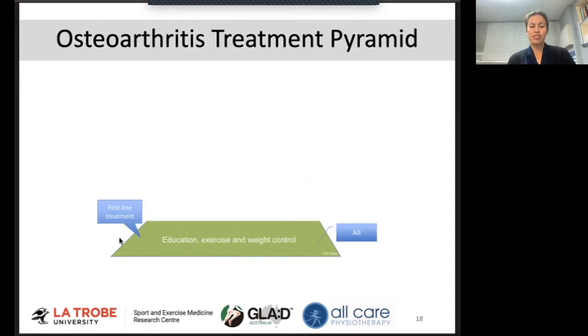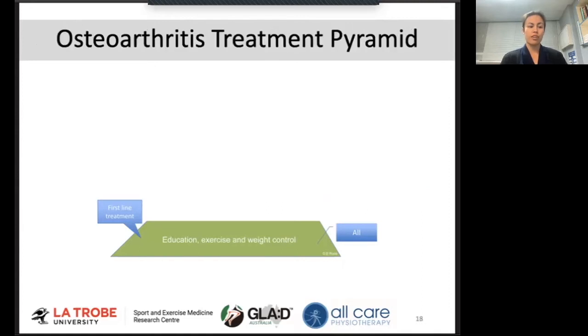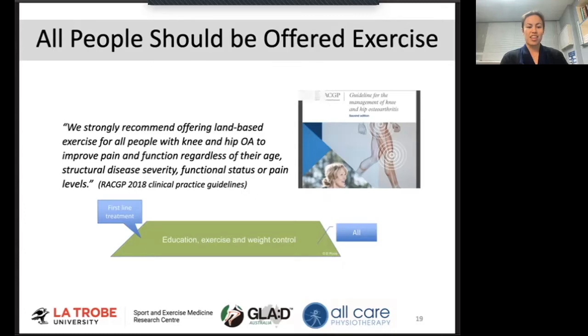So let's look at the first tier of the osteoarthritis treatment pyramid, which should be offered to all patients who have hip and knee osteoarthritis in Australia. This is backed up by the Royal Australian College of General Practitioner guidelines, which state that we strongly recommend offering land-based exercise for all people with knee and hip OA to improve pain and function regardless of their age, structural disease severity, functional status, or pain levels. The problem in Australia is that this is not currently occurring.